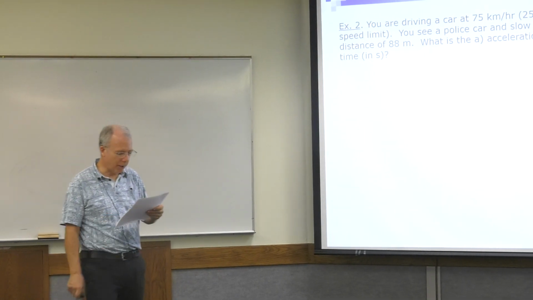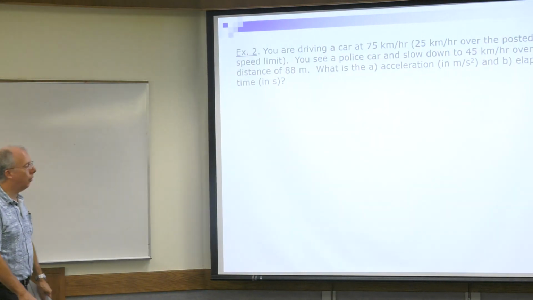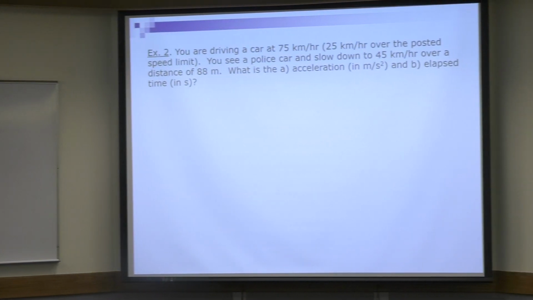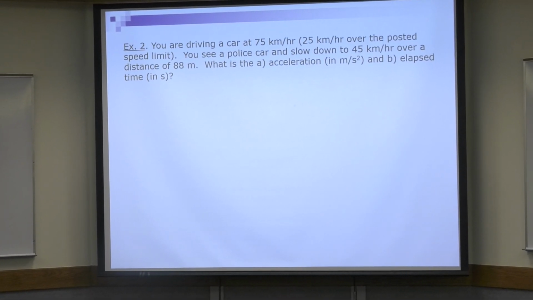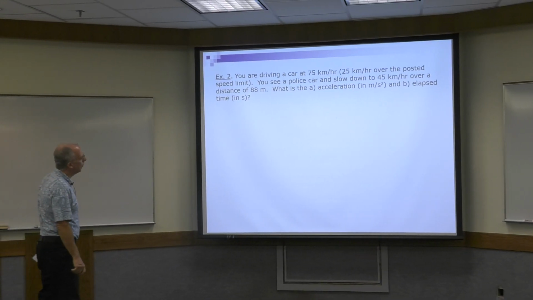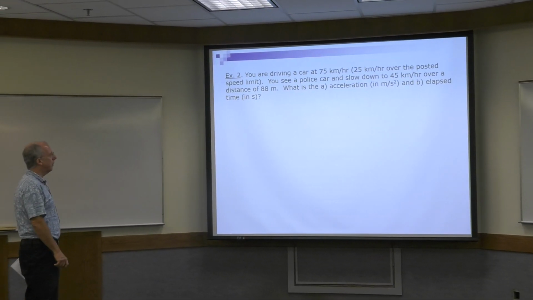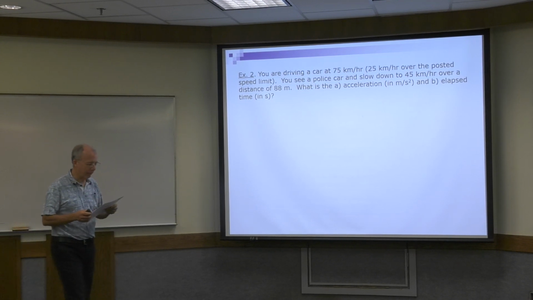All right, let's do another one. Okay, so read it twice, think about it. You're driving a car at 75 kilometers per hour. There's 25 over the posted speed limit. You see a police car, slow down to 45 over a distance of 88 meters. What's the acceleration? What's your elapsed time?